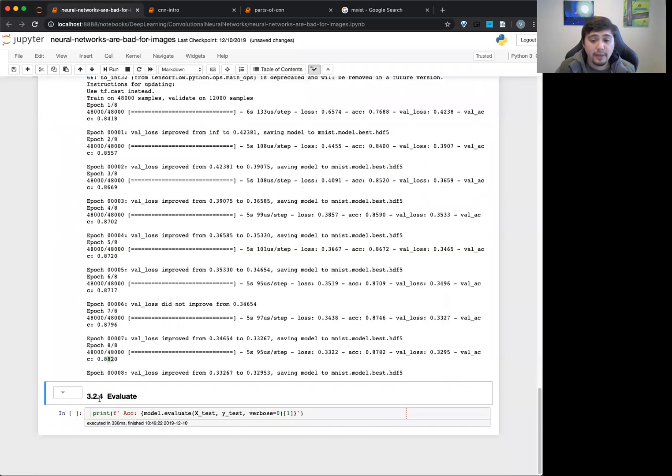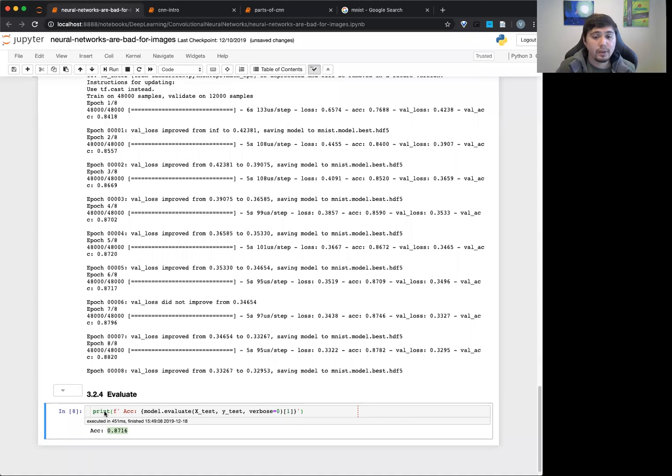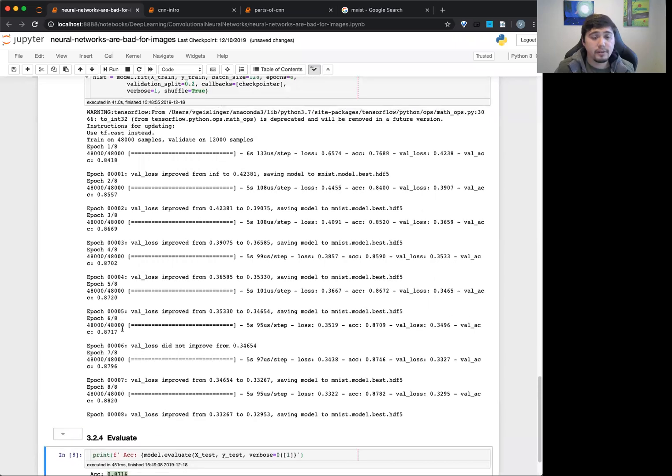So I can evaluate it now, and I'm going to evaluate it on X tests. If I do this now, you can see I have an 87% accuracy. So pretty good. Now, this data set will do fine with a basic neural network. However, as we get more and more resolution, it's just not going to do very well. Any questions on what I showed a little bit?